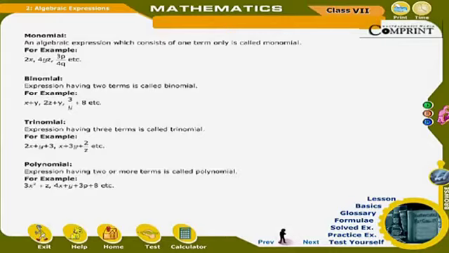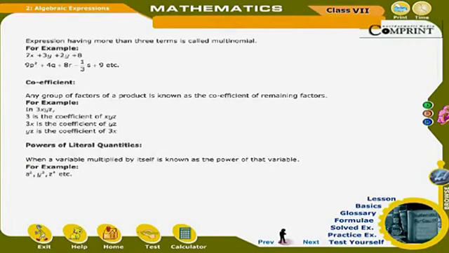Polynomial. Expression having two or more terms is called polynomial. For example, 3x square plus z, 4x plus y plus 3p plus 8, etc. Expression having more than three terms is called multinomial. For example, 7x plus 3y plus 2y plus 8, 9p square plus 4q plus 8r minus 1 upon 3s plus 9, etc.